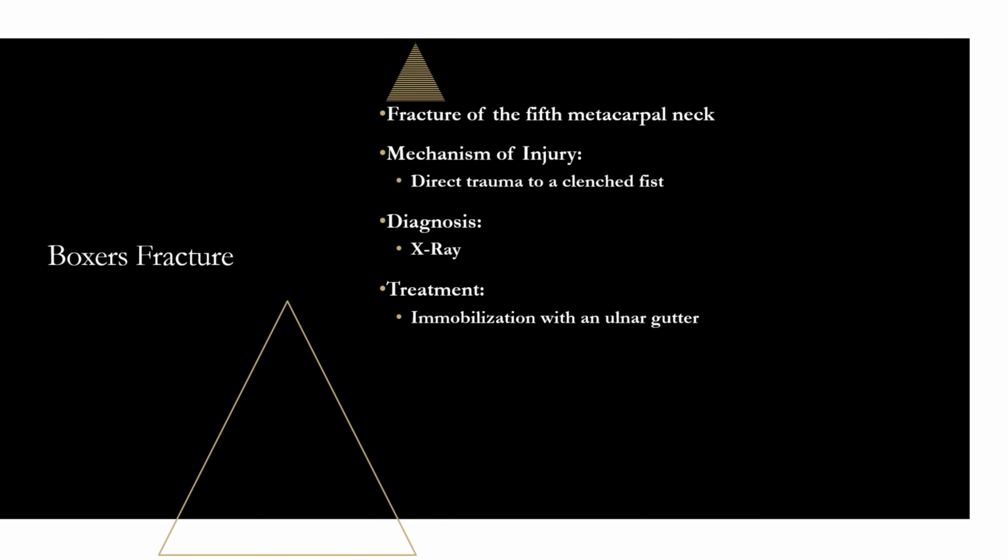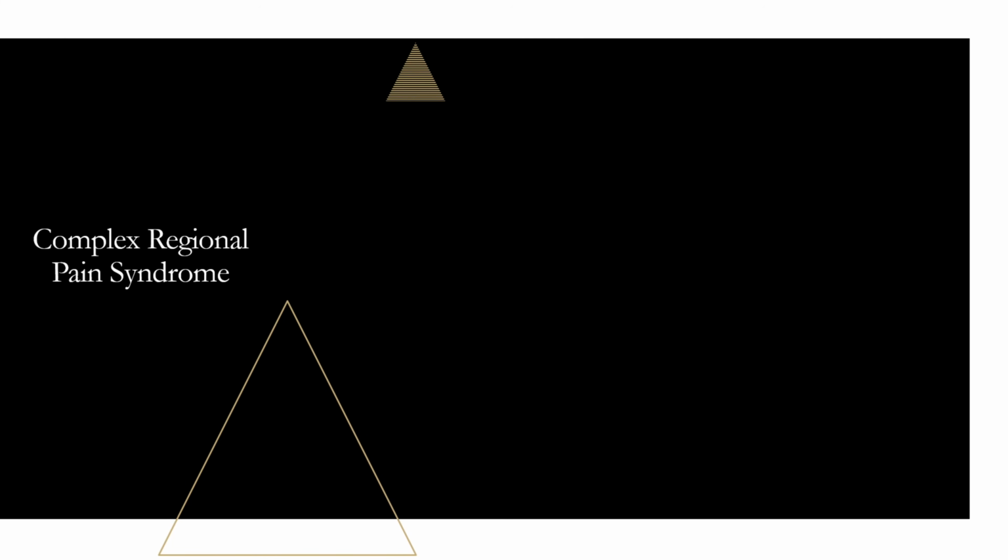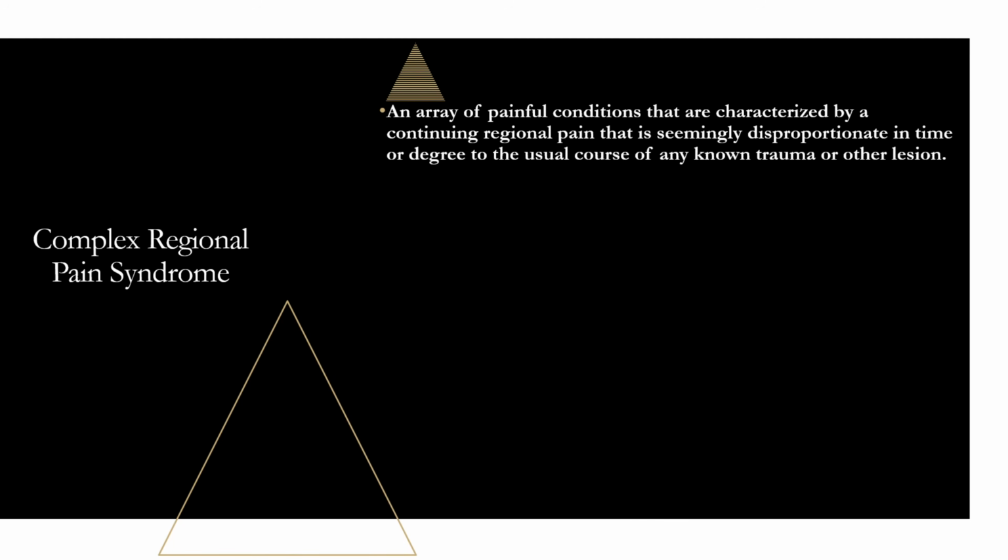And let's finish up with something a little bit different. We're almost done here. Complex regional pain syndrome. So this is an array of painful conditions that are characterized by a continual regional pain that is seemingly disproportionate in time or degree to the usual course of any known trauma or other lesion. That's the official definition. Let me put it into my terms.